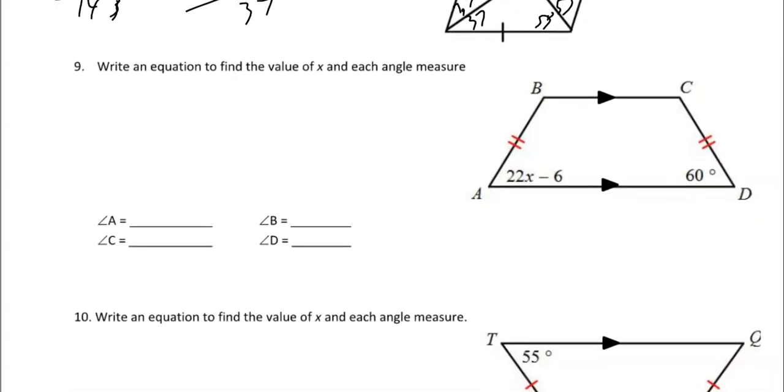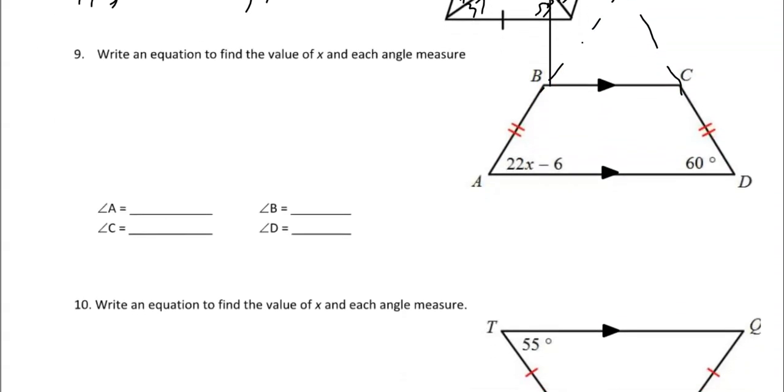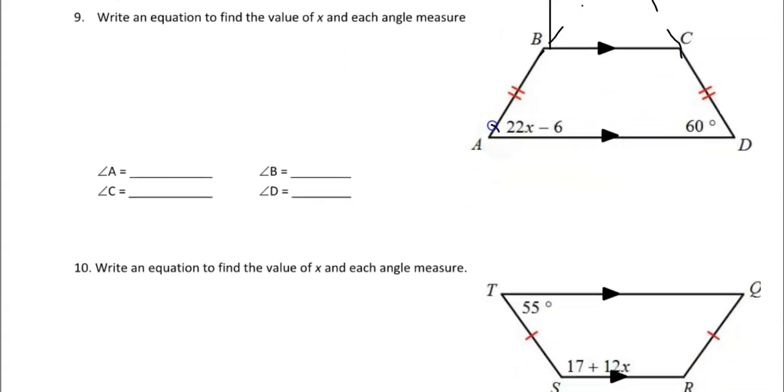Write an equation to find the value of x and each angle measure. Well, this is an isosceles trapezoid. Remember, it's basically an isosceles triangle with the top cut off. So the base angles are the same, which means 22x minus 6 is equal to 60. So if I add 6 to both sides, I get 22x equals 66. x equals 3.